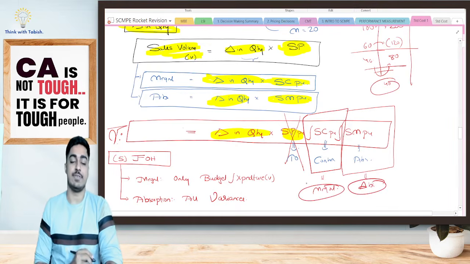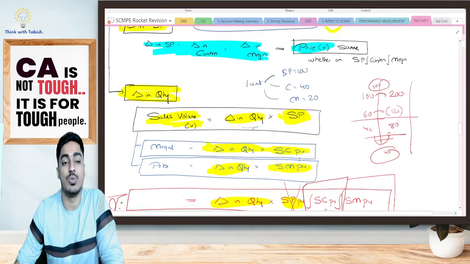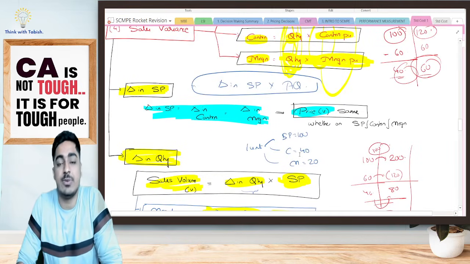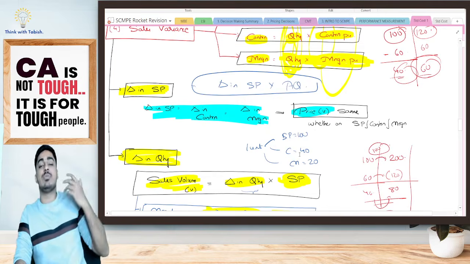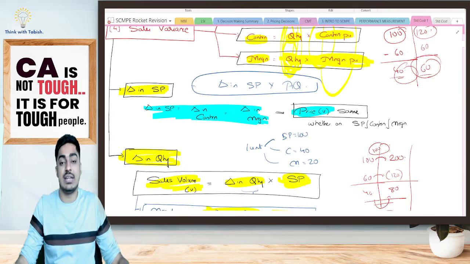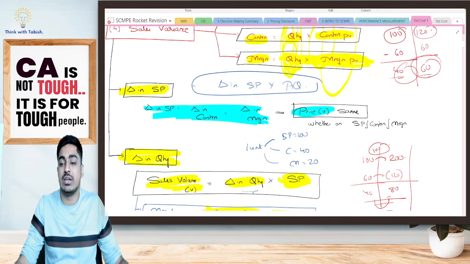Is it clear, everyone? This was with respect to our sales variance. Very, very, very important, students. In a very simple way we explained. Otherwise, just to develop those 15 formulas, just to write it down only, it is going to take more time. Is it clear, everyone? Should we continue, students?